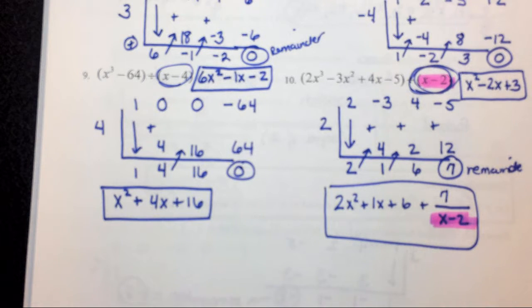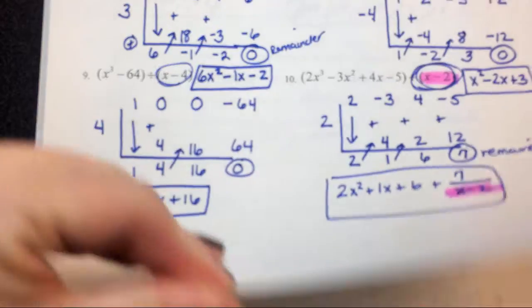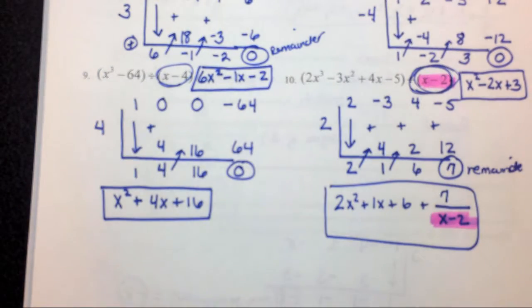Hopefully clear up some cobwebs a little bit. Remember doing this a little bit last year with the synthetic and the long division. All right. Synthetic, yes? Yeah. Yes. No. No. You need to write it as the fraction.